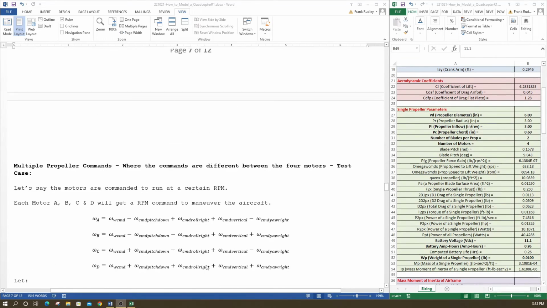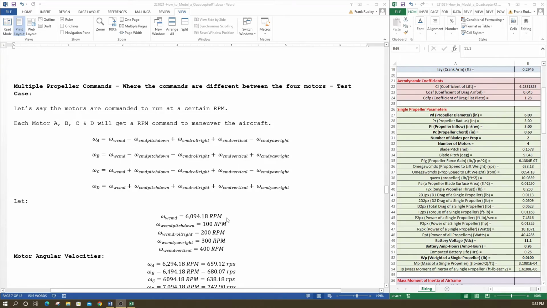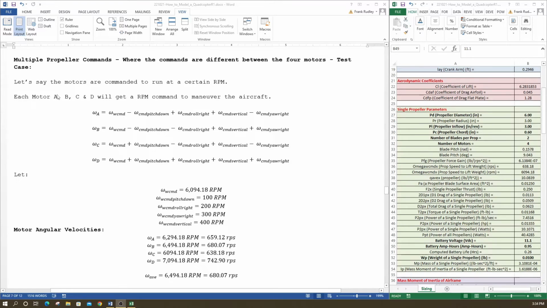So next we're going to look at what happens if the 4 propellers have different commands. So this is the multiple propeller commands case, where the commands are different between the 4 motors. This is just a test case to do one point, a hand calculation point. So let's say the motors are commanded to run at a certain RPM. Each motor A, B, C, and D will get an RPM command to maneuver the aircraft. So we have some RPM changes to maneuver.